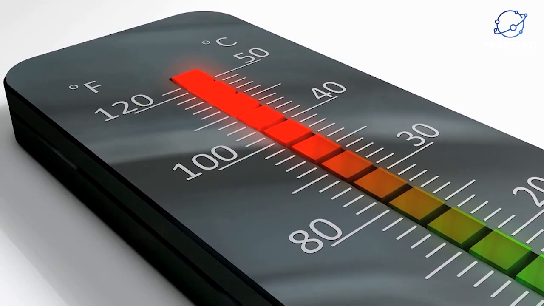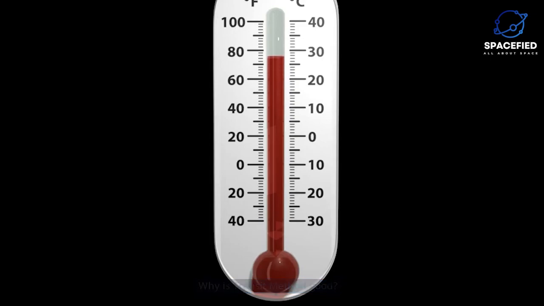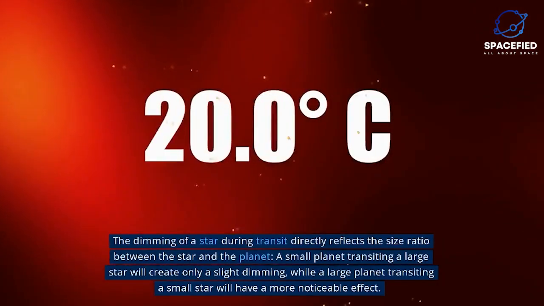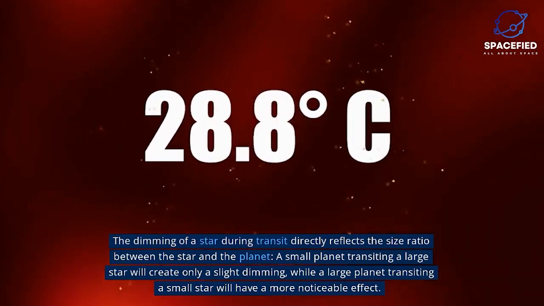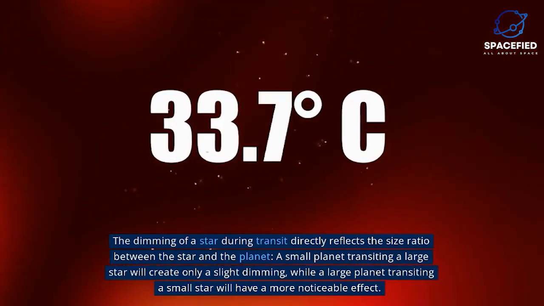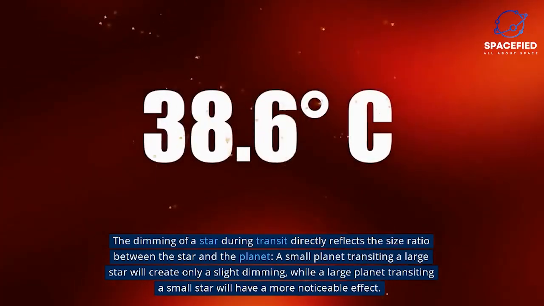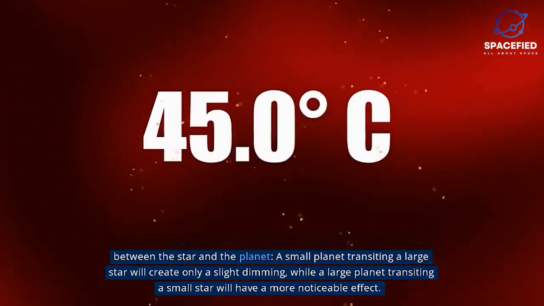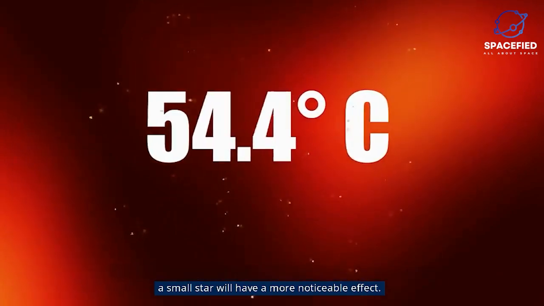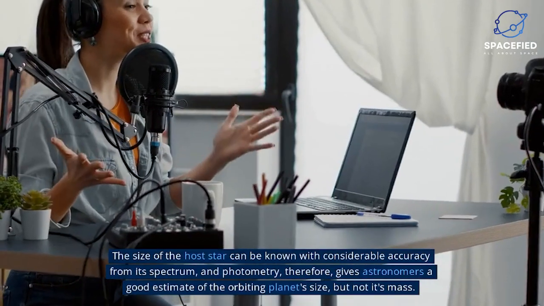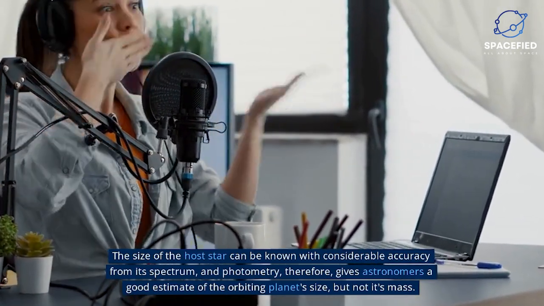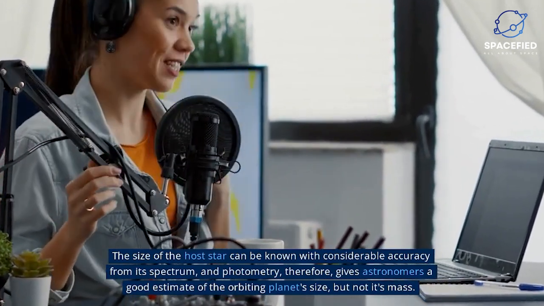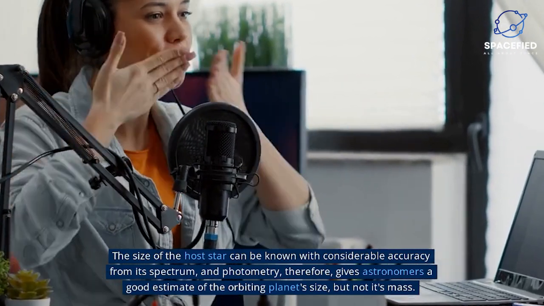Why is the transit method good? The dimming of a star during transit directly reflects the size ratio between the star and the planet. A small planet transiting a large star will create only a slight dimming, while a large planet transiting a small star will have a more noticeable effect. The size of the host star can be known with considerable accuracy from its spectrum, and photometry, therefore, gives astronomers a good estimate of the orbiting planet's size, but not its mass.